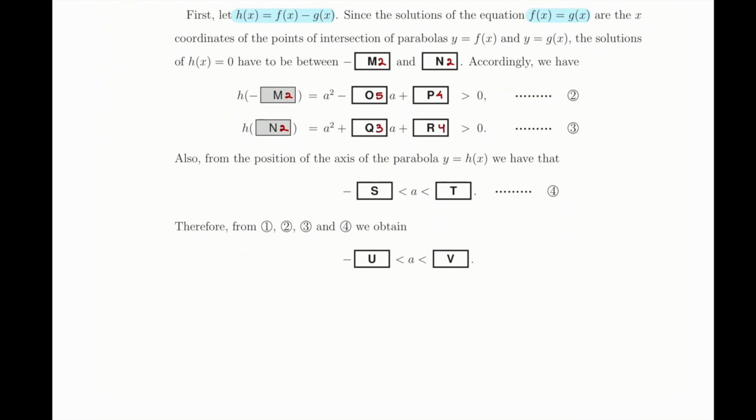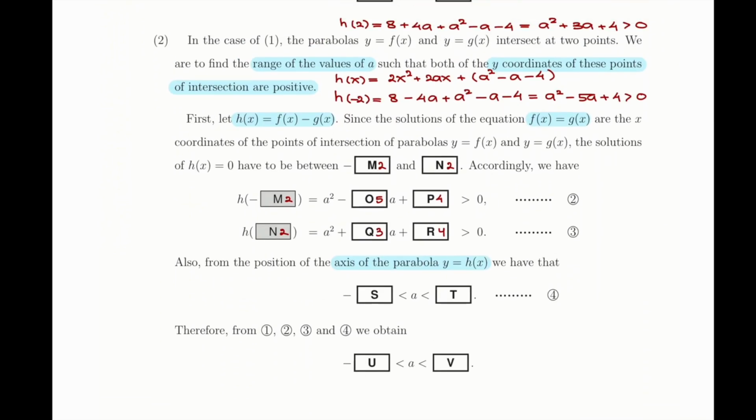And then also from the position of the axis of the parabola y equals h of x, we have that. Axis of parabola means its symmetrical axis. This is my h of x. The formula to calculate the axis of symmetry is -b over 2a.